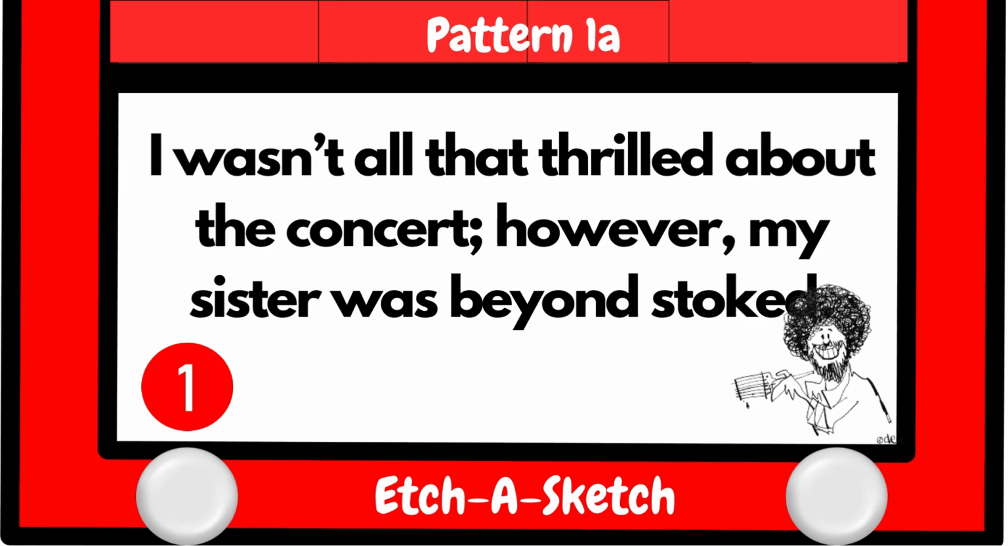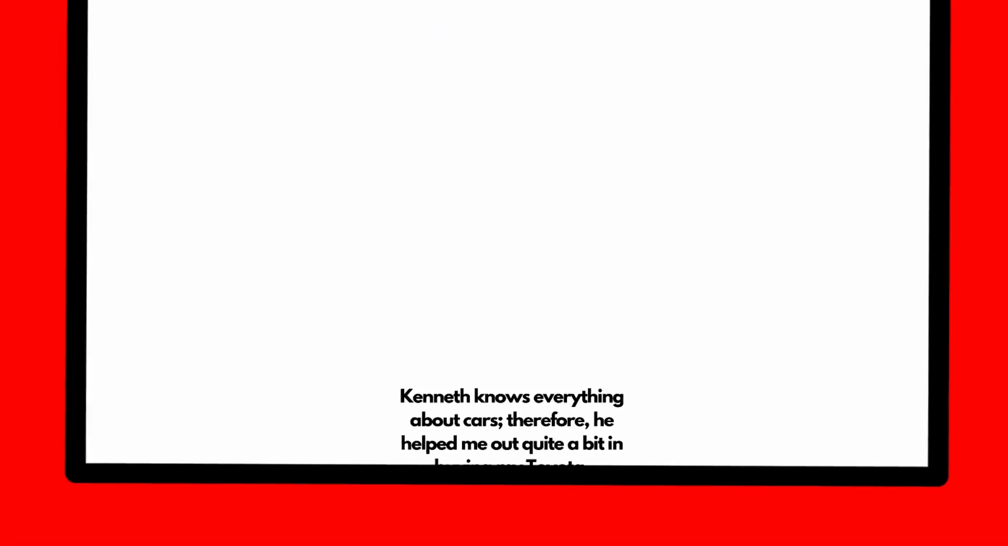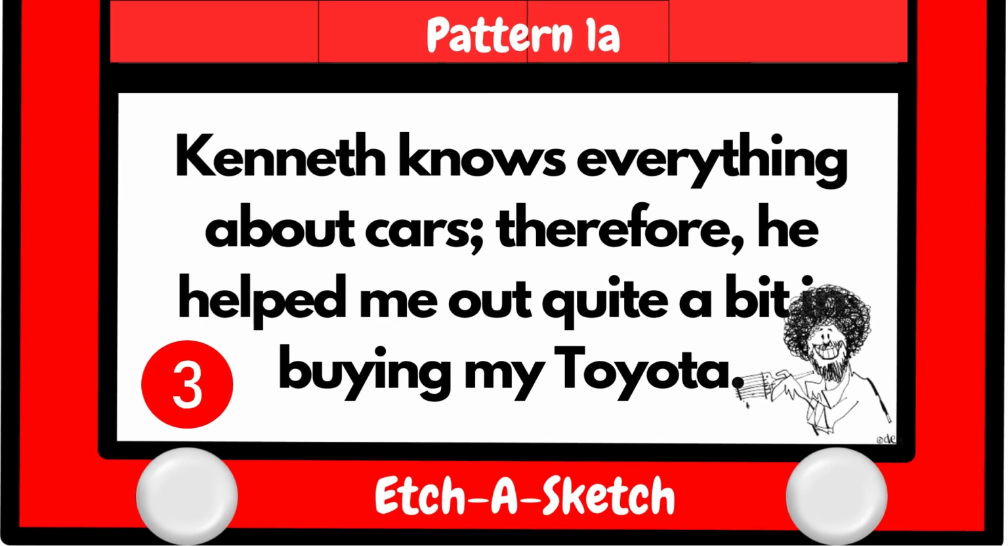Number 2 is going to be the same pattern. I'm going to use nevertheless and a semicolon, two independent clauses. Bob had a research paper due on Tuesday; nevertheless, he procrastinated until the last minute. Number 3, just going to use a different conjunctive adverb. I'm using therefore, same concept, independent clauses, semicolon. Kenneth knows everything about cars; therefore, he helped me out quite a bit in buying my Toyota.